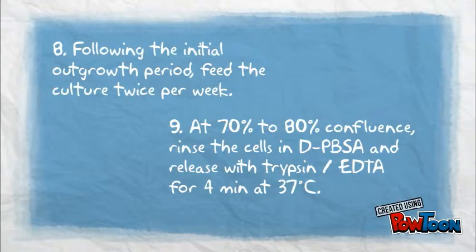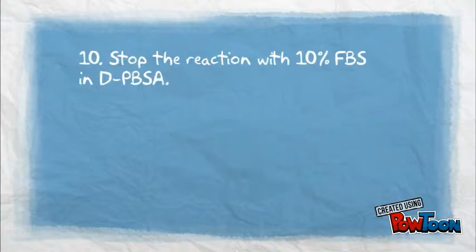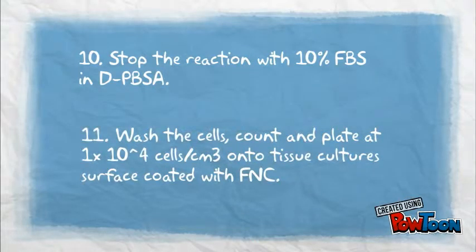At 70% to 80% confluence, rinse the cells in DPBSA and release them with trypsin or EDTA for 4 minutes at 37 degrees Celsius. Next, stop the reaction with 10% FBS in DPBSA, wash the cells, count and plate at 1 times 10 to the power of 4 cells per square centimeter onto a tissue culture surface coated with FNC.